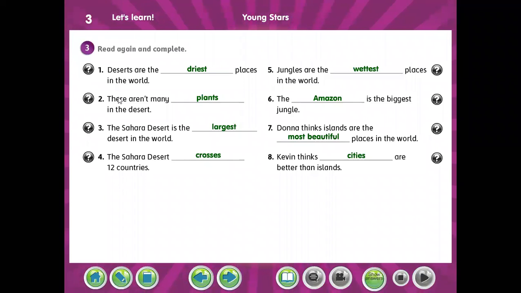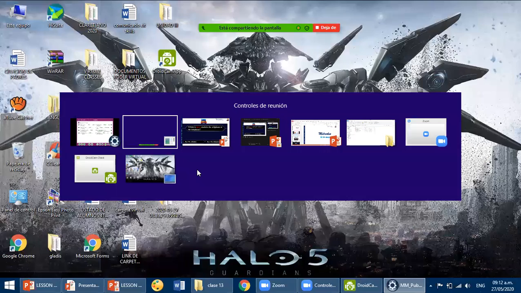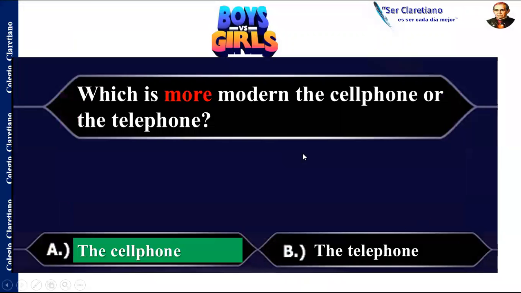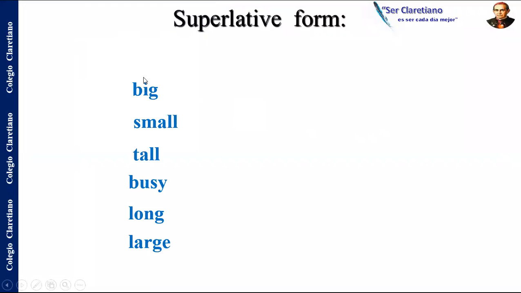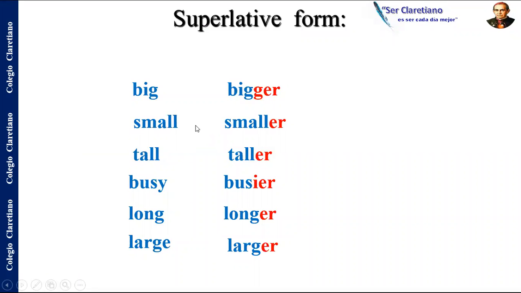Okay, now let's continue, please, with the game. Okay, with the game, our game. You remember this game? We were working in this game. Now let's talk about superlative, okay? Now you have here adjectives, you know, the simple adjectives. The comparative, you know, bigger, smaller, taller, busier, longer. Now the superlative, pay attention. The superlative is like this. The biggest. Okay, this is superlative. For small, the superlative is the smallest.